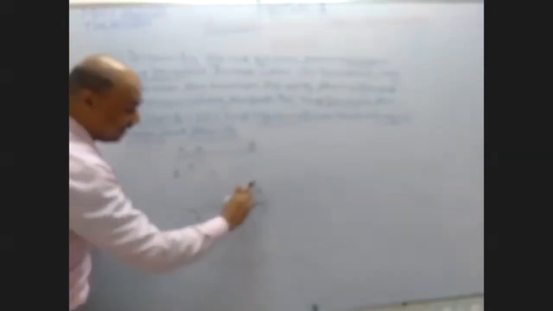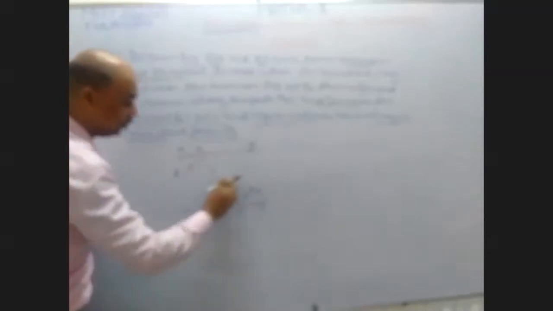In my question, I want to prove that AB and CD are parallel to each other. Okay, this is your statement.